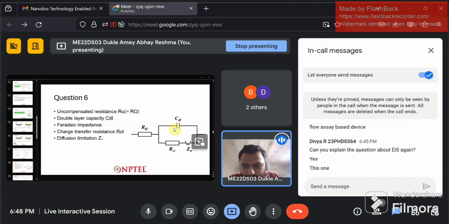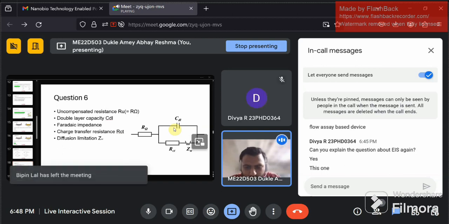So that is why the capacitance is kept in parallel, it is not kept in series. So that is why it is kept in parallel. Once the bubble is burst, the line will be short. So then only these two resistances will come into play, which is the Faradaic impedance.